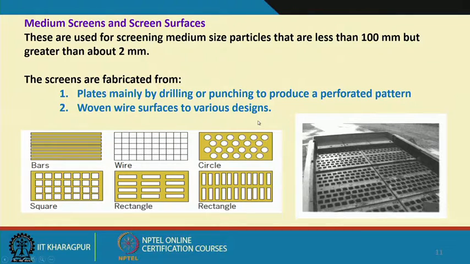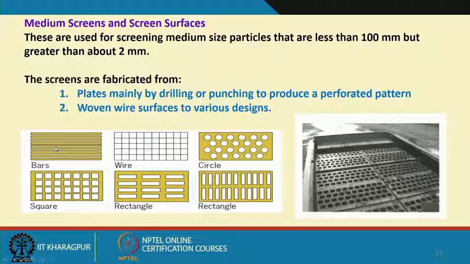The surfaces also can be made like woven wire surfaces of various designs. Like we can have wires on a surface, and it is like your clothes, you know. If you look at it closely, you will see that there are fibers which are woven in a particular pattern, and that is what gives you the cloth. And these are also perforated screens. These are very fine screen media if you look at the cloth quite closely.